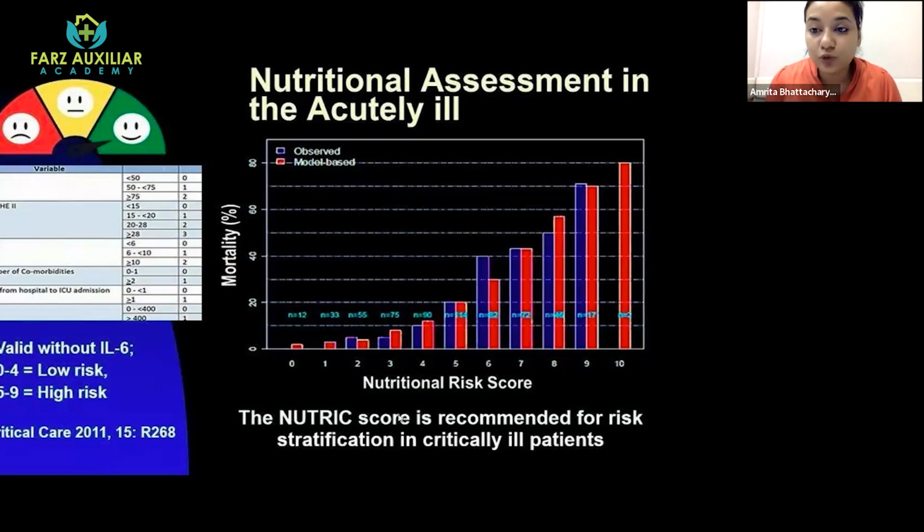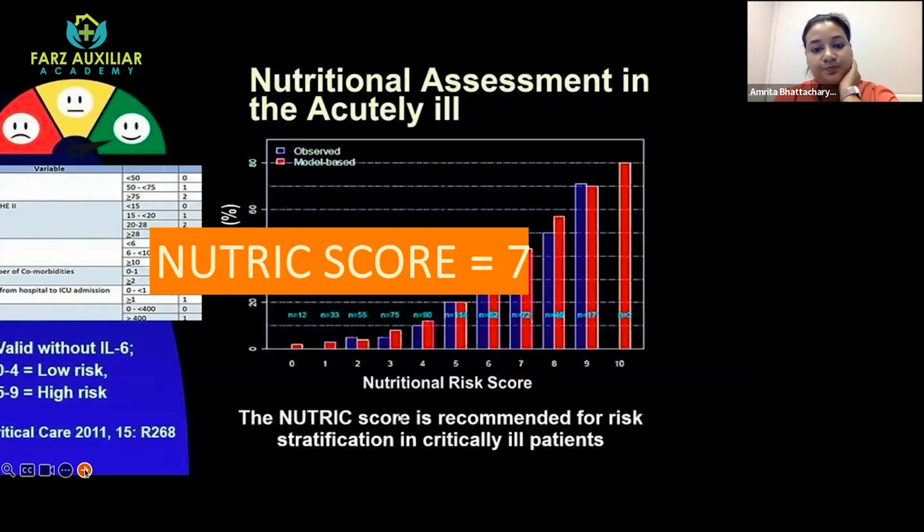So it has nothing to do with the baseline BMI. It has nothing to do with the albumin levels. It has nothing to do with whether or not you have a good triceps thickness at your arm. All it tells you is that if your patient is very sick and has been in the hospital for a long time, your patient has a much higher nutritional risk than someone else. So that is what the NUTRIC score tells you. It was introduced in critical care in 2011.